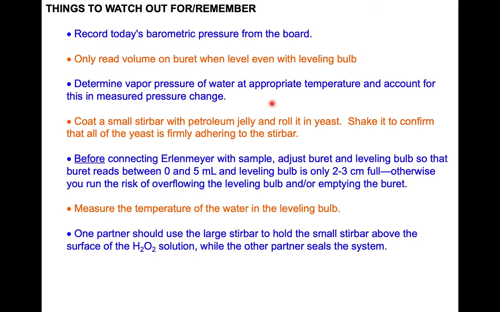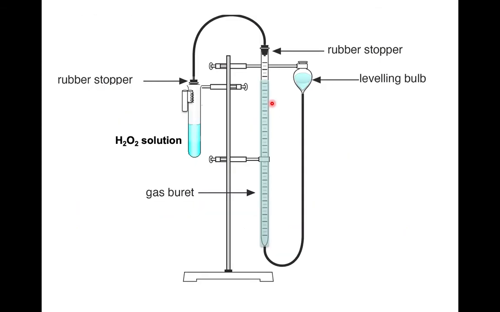One partner should use the large stir bar to hold the small stir bar above the surface of the H2O2 solution, while the other partner seals the system. Use the large stir bar to move the small stir bar, stirring the H2O2 solution. And here's a glimpse of our setup. So this is where our reaction is going to take place in this large test tube. This is the beginning, and right here we have our small stir bar coated with petroleum jelly and yeast.